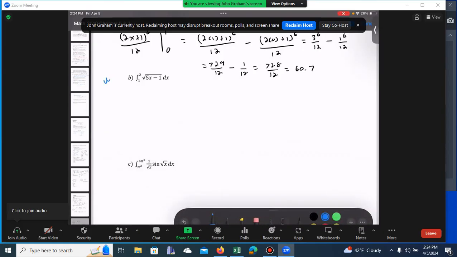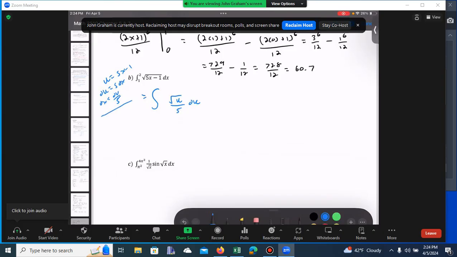Okay. u will be 5x minus 1. du equals 5 dx, so dx equals du over 5. And so limit-wise, I'll do that here in a minute once I make all the substitutions. So the integral of the square root of u over 5 du. And we'll do our limits.